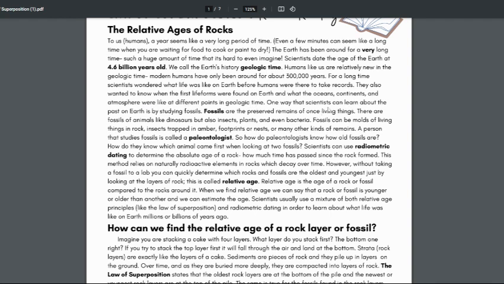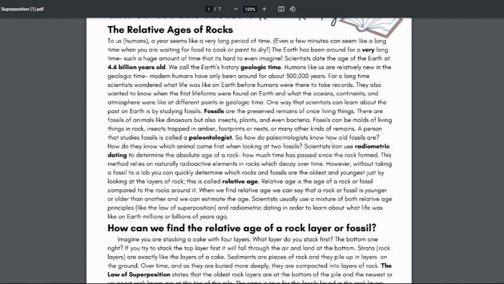One way that scientists can learn about the past on Earth is by studying fossils. Fossils are preserved remains of once living organisms. There are fossils of animals, like dinosaurs, but also insects, plants, and even bacteria. Fossils can be molds of living things in rock, insects trapped in amber, footprints or nests, or many other kinds of remains. A person that studies fossils is called a paleontologist.